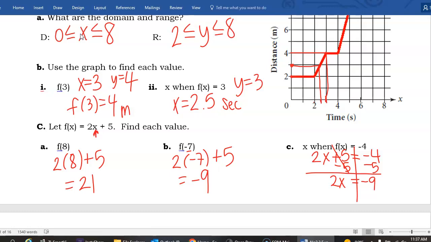Now I have 2x, which I know a number next to a variable means multiplication. So I need to undo that multiplication with a division. I'm going to divide both sides by 2. The 2 over 2 eliminates because that is 1. I don't need my invisible 1. And then x equals, now I can keep it in fraction form, -9 over 2. That's a nice fraction. I can switch to decimal form. I know that that is -4.5. I'm fine with decimal or fraction, whatever you prefer.